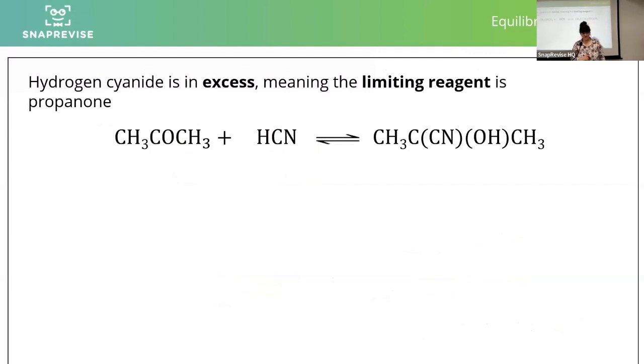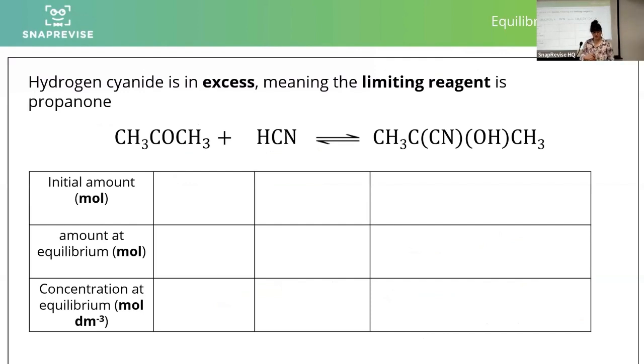Well, hydrogen cyanide is in excess. That was given to us in the question, meaning the limiting reagent must be propanone. So that's what's going to determine my amounts that have moved. Now, you might be used to doing an ICE table or RICE table, some people call it RICE for ratio at the top. So how can we do it when we've got very few numbers? Let's have a look at what information we have got.